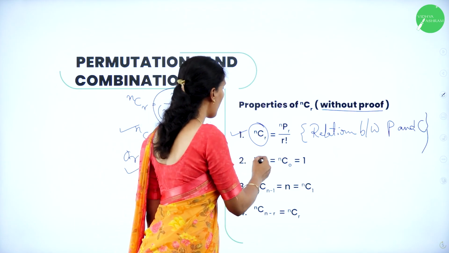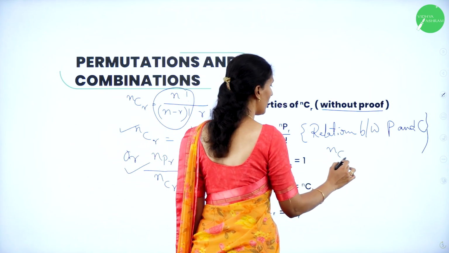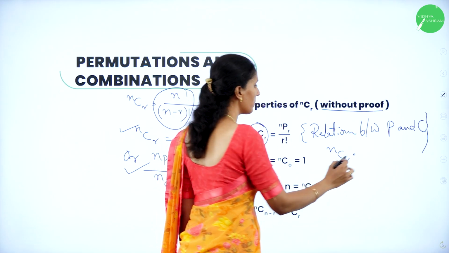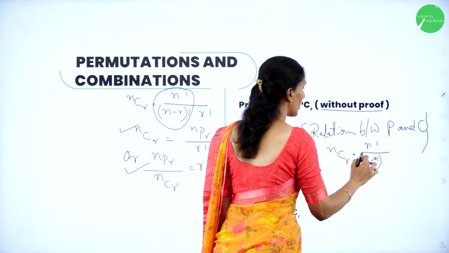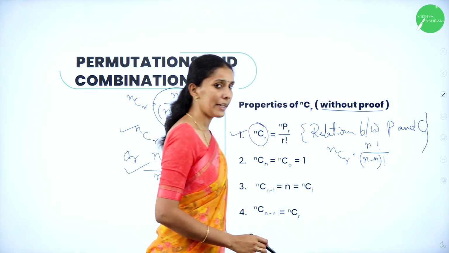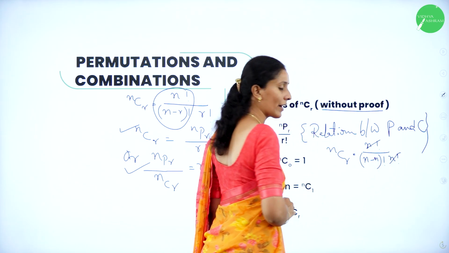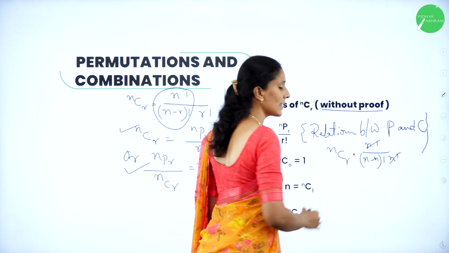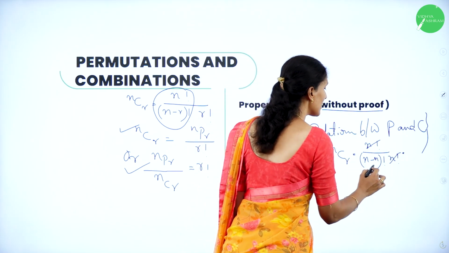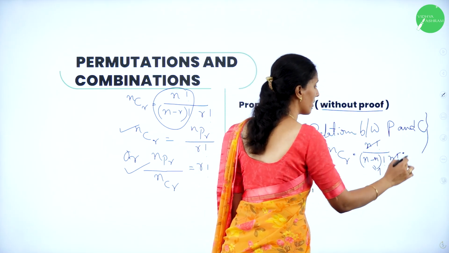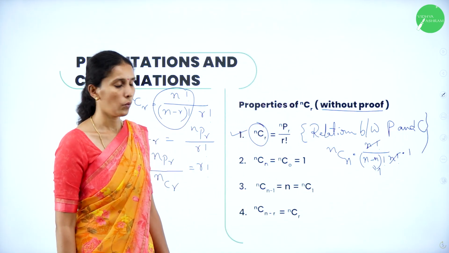If we apply the NCR formula here, we know NCN means n factorial by (n minus n) factorial into n factorial. So n factorial gets cancelled. N minus n is nothing but 0. We have agreed that 0 factorial is always 1. So this is equal to 1. Therefore NCN is equal to 1.